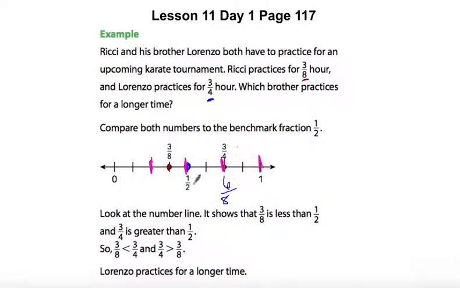And since we're looking for the brother that practices for a longer time, we see that the brother who practices for 3/4 of an hour practices for a longer time than the brother who practices for 3/8. And that brother is Lorenzo, who practices for 3/4 of an hour. Lorenzo practices for a longer time.